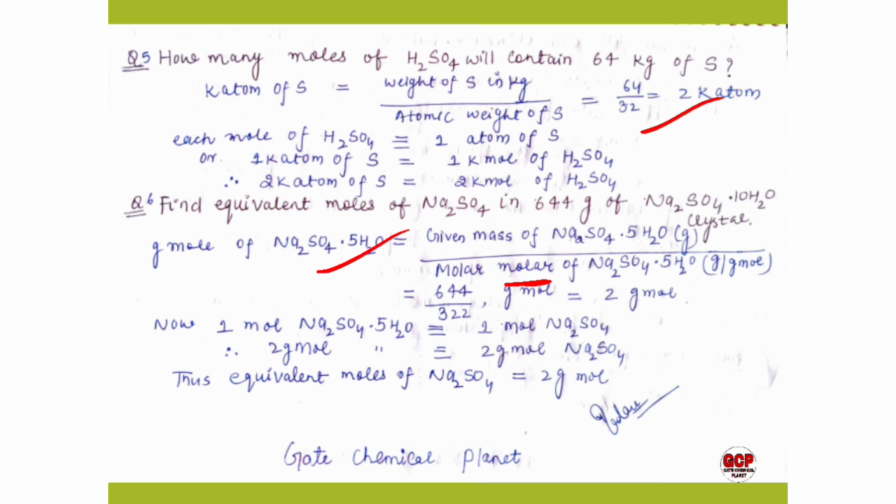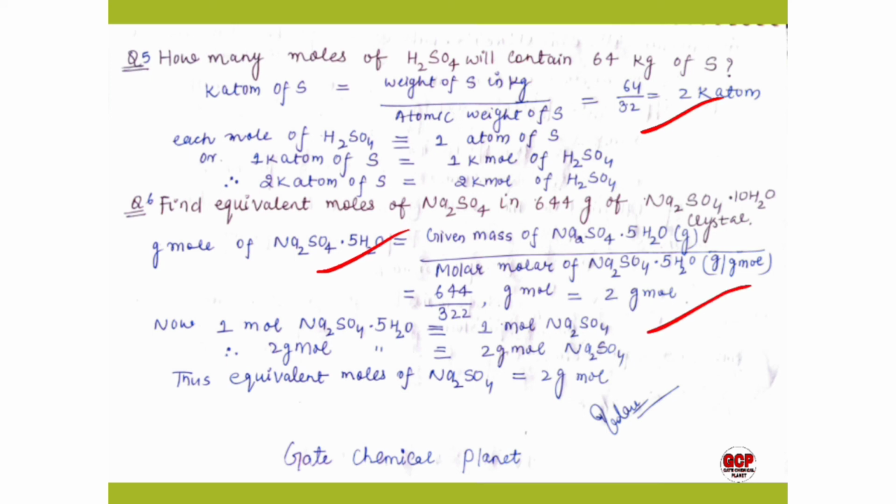Now we will calculate the gram moles first. So 644 divided by 322. 322 is the molar mass of the Na2SO4 5H2O crystal. You can calculate the molar mass if you have not remembered the molar mass of the given crystal. It is 322. So now we will have 2 gram moles.